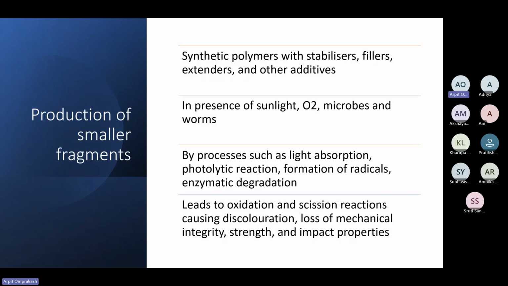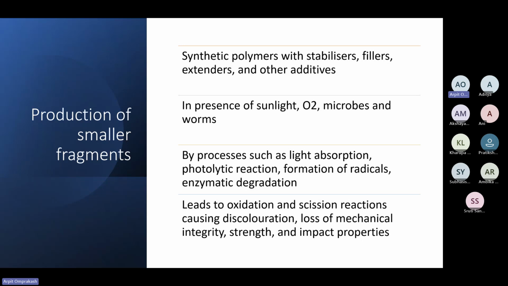So what happens? How are these smaller fragments formed? Generally, synthetic polymers contain stabilizers, fillers, extenders, and other active additives. In the presence of sunlight, oxygen, and microbes, a lot of processes occur, such as absorption of light and photolytic reactions, which lead to breakdown of the polymers, then radical formation and degradation by enzymes produced by microbes. These all lead to oxidation and scission reactions, which cause discoloration of the plastic.